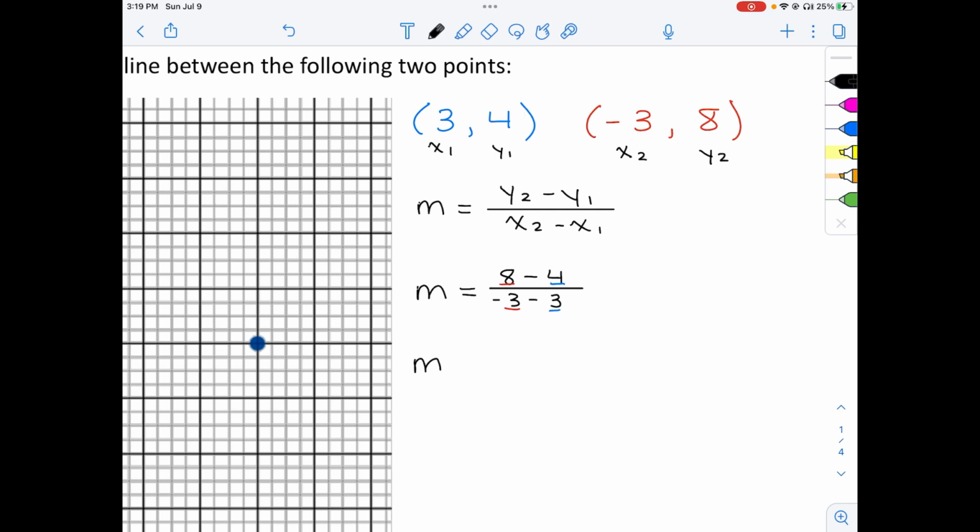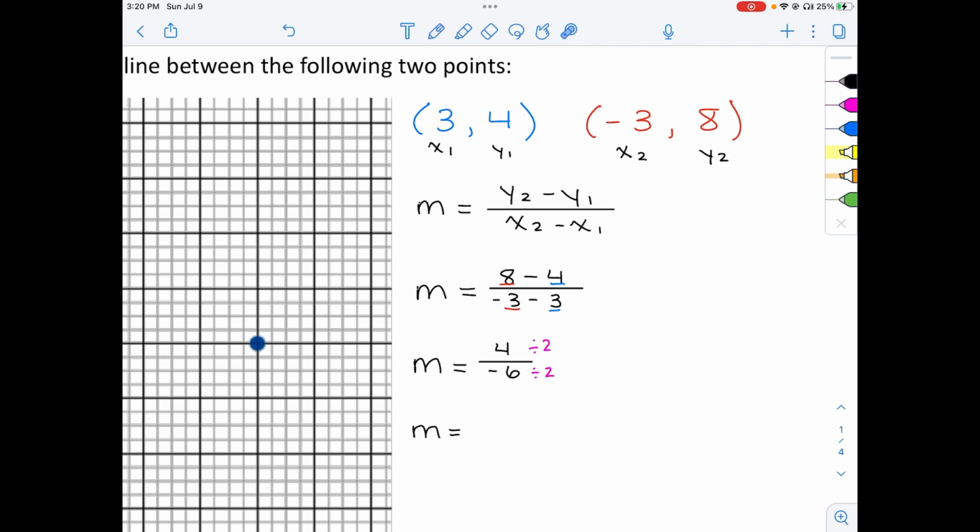So I'll have m equals 8 subtract 4 is 4. And then negative 3 subtract 3 is negative 6. Okay, so my slope is 4 over negative 6. Now, there's a few things we're going to do to make this fully simplified. Because this is a fraction, we want to check, is there anything that we can divide out of both the numerator and the denominator to make the fraction smaller in lowest terms. So both of these are even numbers, so we can divide them both by 2, which I'm going to go ahead and do. So I'll have m equals.